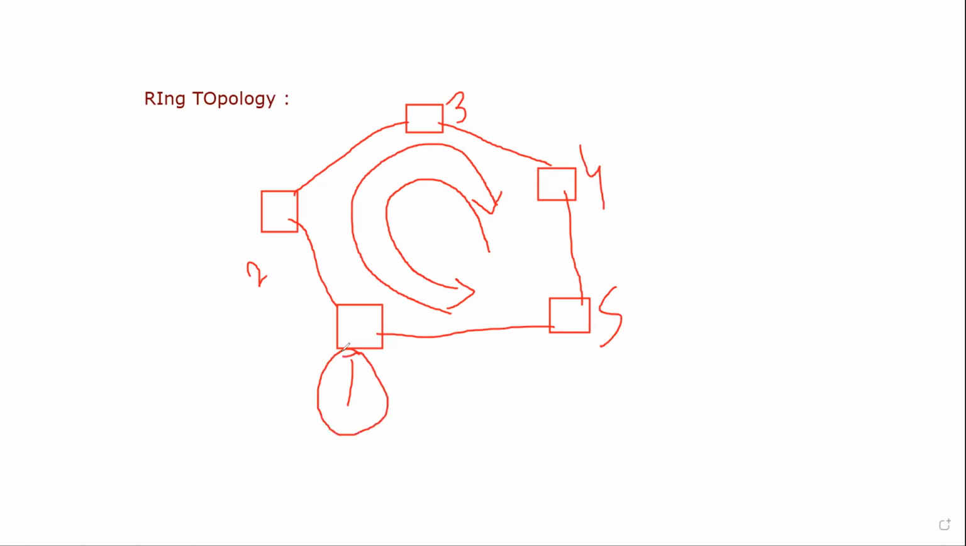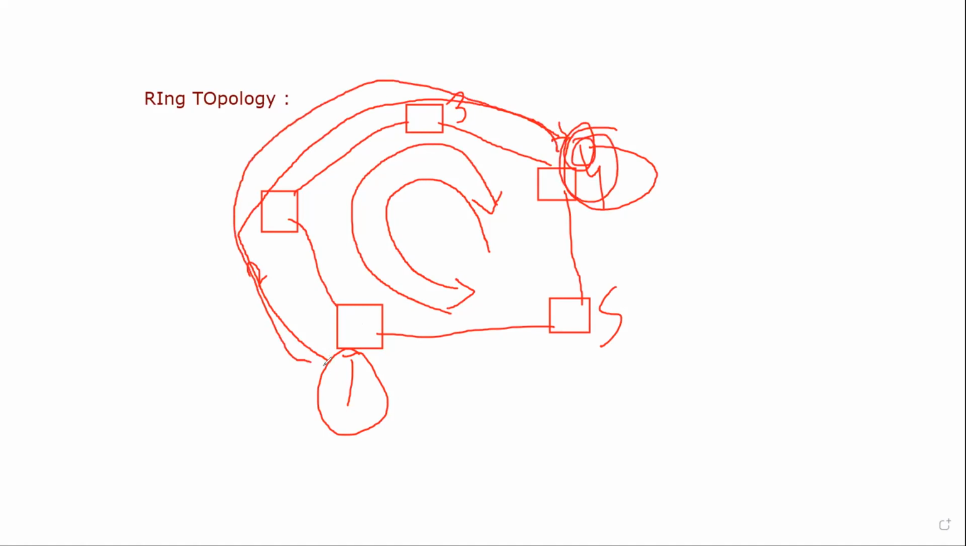If one PC wants to send information to PC 4, it is not able to send in the anti-clockwise direction. First, it will send data to 2, 2 sends data to 3, 3 sends data to 4. After acknowledging the data, it will reply the same way.